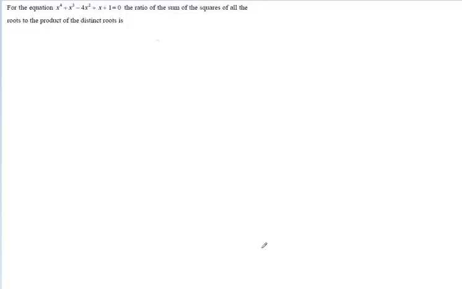For the equation x power 4 plus x cube minus 4x square plus x plus 1 is equal to 0, here is asking the ratio of the sum of the squares of all the roots and the product of the distinct roots is dash. So first we find the roots of this equation.